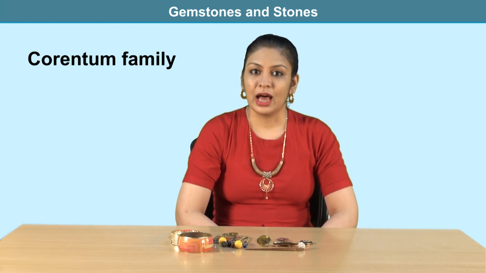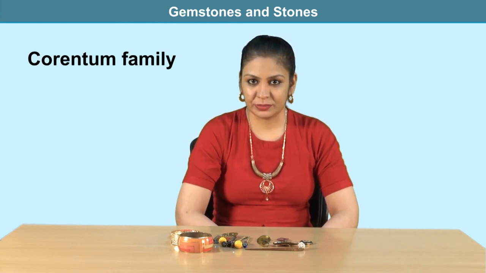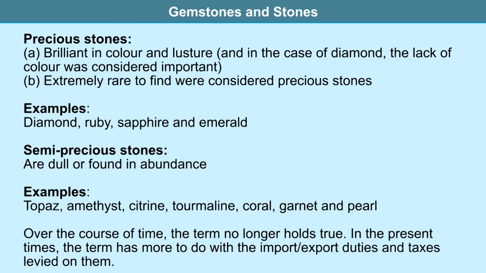Only these gemstones are known as precious gemstones. Now you might wonder how this classification was ever made. Initially, only those stones that were brilliant in color and luster, and in case of a diamond, the lack of color is considered important, were considered to be precious.